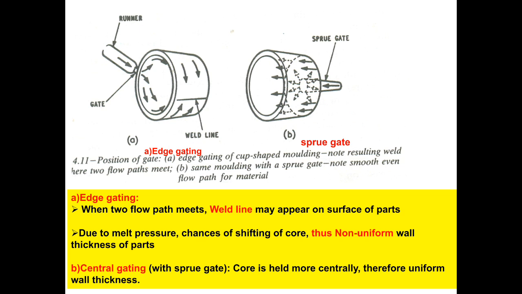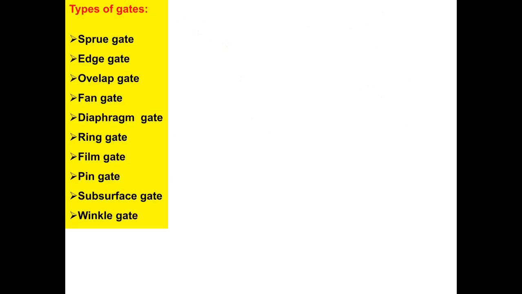Therefore, this type of defects, weld line defects and non-uniform thickness of the molded component, are overcome in the case of sprue gating or central gating. So the core is held more centrally in sprue type of gating, therefore you get uniform wall thickness.